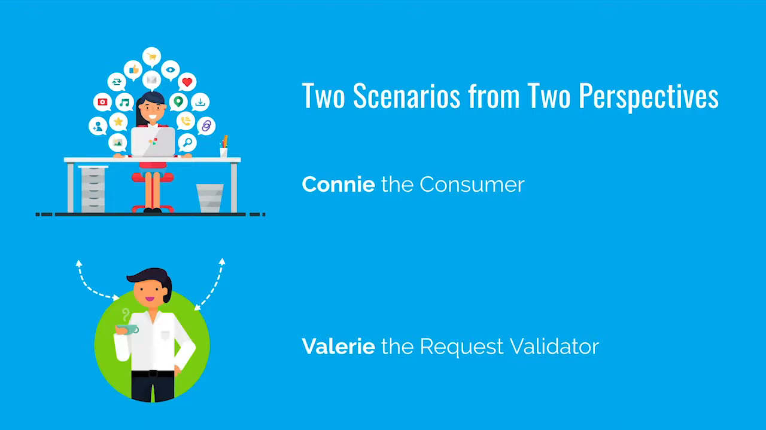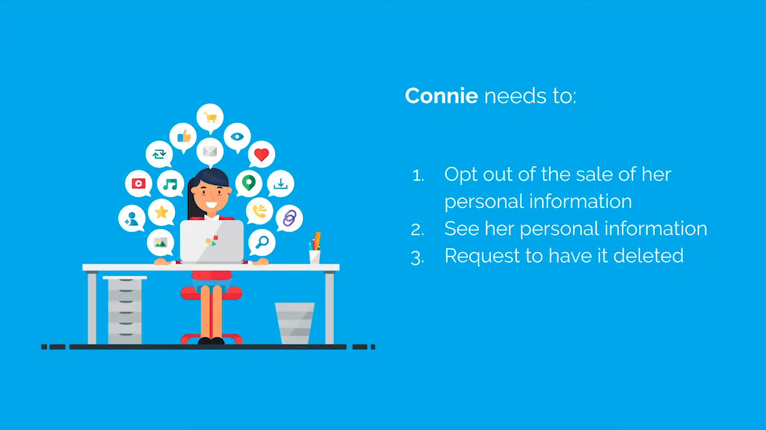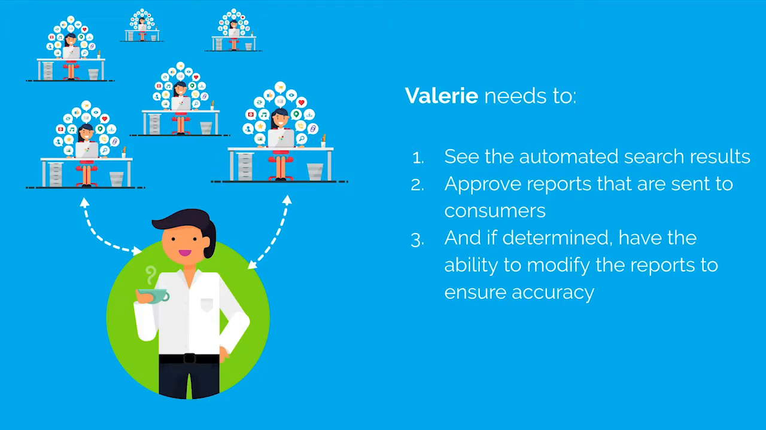Under CCPA, Connie needs to opt out of the sale of her personal information, see her personal information, and request to have it deleted. Your organization needs to prepare to be able to answer and respond to these requests. So ideally, a solution for your organization is to have someone like Valerie be able to see the automated search results, approve reports that are sent to consumers, and if determined, have the ability to modify the reports to ensure accuracy.